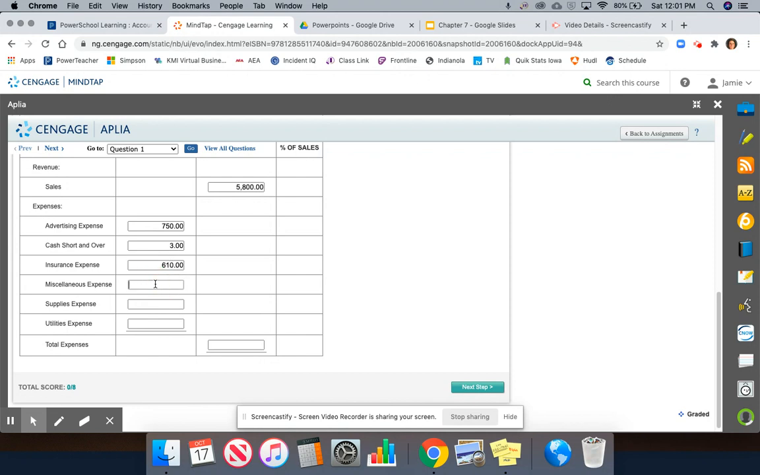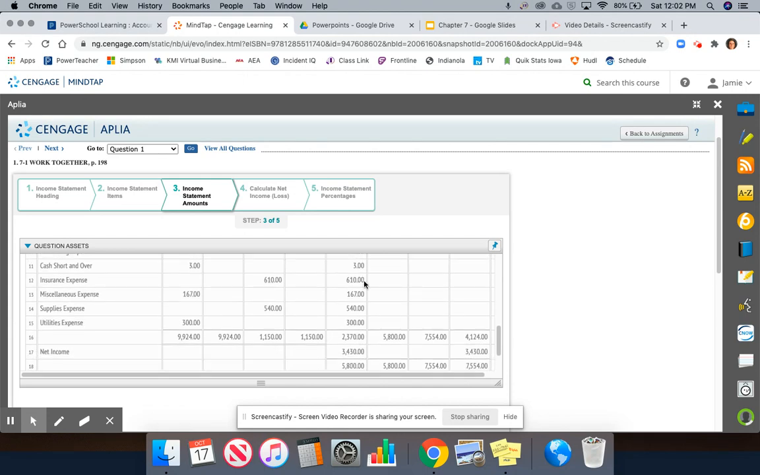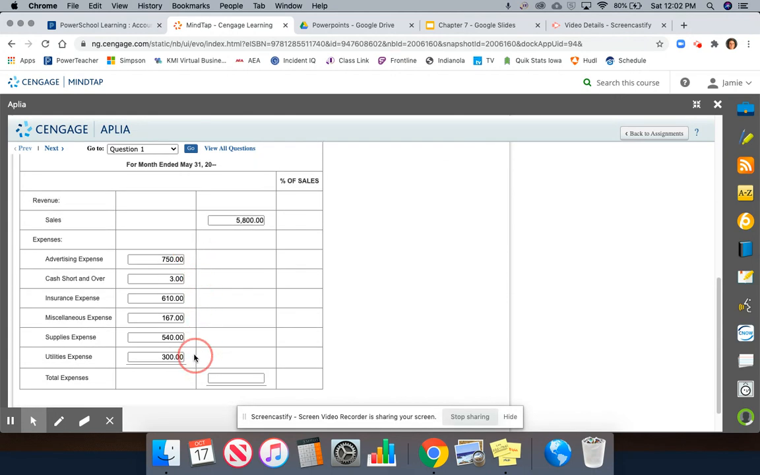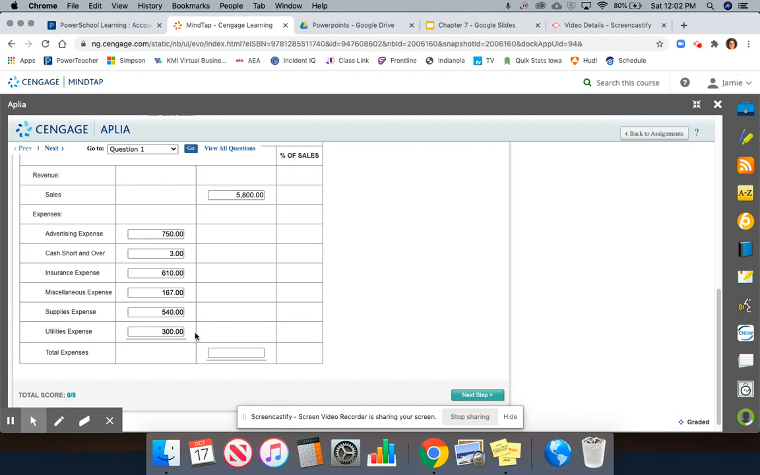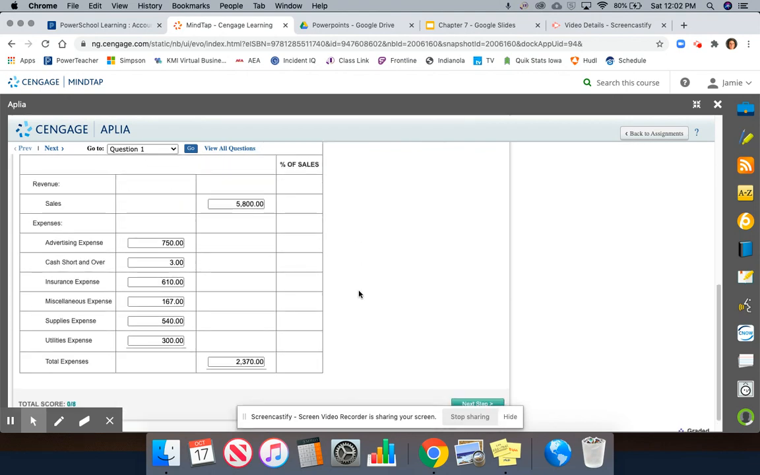These are all coming straight from our worksheet. All of our expenses, all of those from the worksheet into our income statement. Now you need to total those numbers up. Our total of expenses, starting from $750 plus 3 plus 610 plus 167, 540, and 300. You should get 2,370. And that was the first part. That's our revenue and our expenses on the income statement.